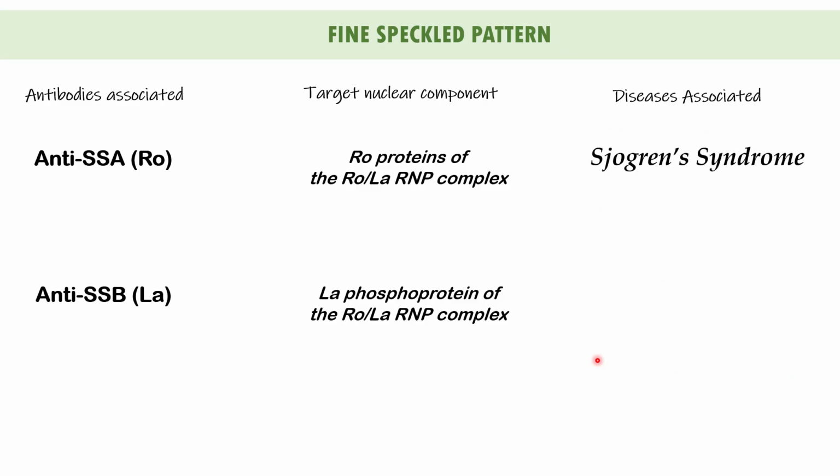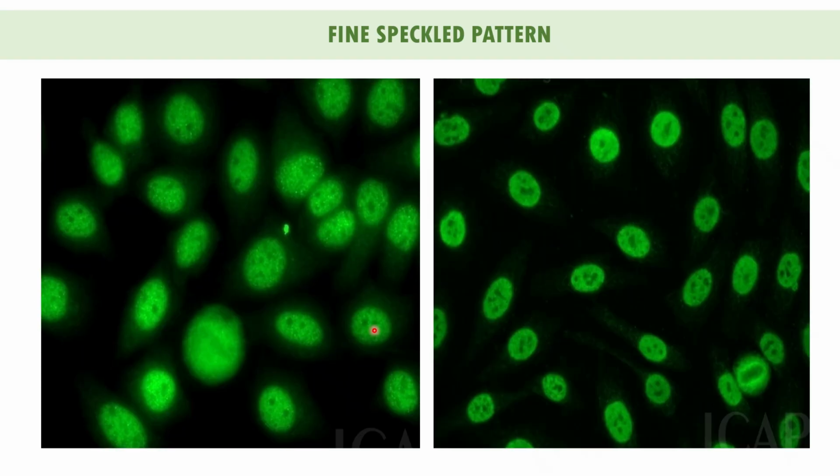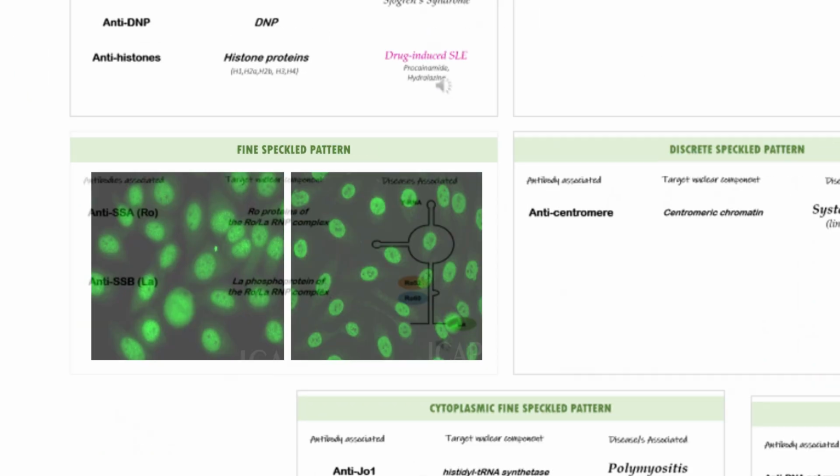Both of these antibodies exhibit high titers in cases of Sjögren syndrome. Between the two, anti-SSB is present in a higher prevalence, as this is seen in 60% of patients with Sjögren syndrome compared to anti-SSA, which is seen in 40% of patients with the same disease. In lower titers, they could also be associated to SLE. So the fine speckled pattern is somewhat similar to the coarse speckled pattern, but as you could observe here, the grainy appearance is finer.